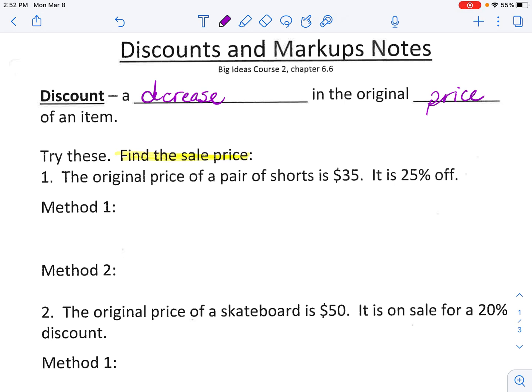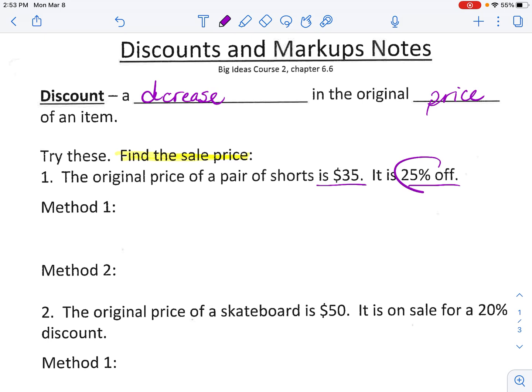Number one, the original price of a pair of shorts is $35. It's 25% off. So if you go into the store, you see the shorts, they're $35, and then it might just have a sign on top of the rack that says 25% off. So how would we figure out how much the shorts are going to be? We've got two methods. I don't care which one you choose as long as you are showing your work.